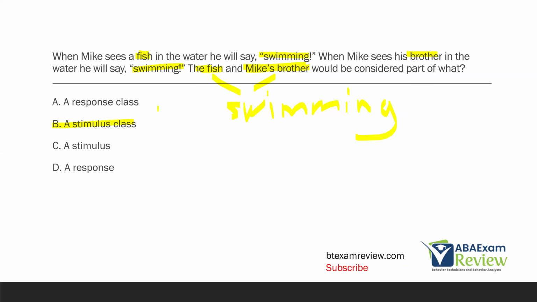A stimulus is a single stimulus. So the fish is a stimulus. Mike's brother is a stimulus, but they're not part of a single stimulus. Nor are they responses, obviously, because they are the stimuli. The response is swimming. The fish and Mike's brother are considered part of a stimulus class. Don't overthink response classes and stimulus classes. Response classes are a group of responses that have the same effect on the environment. Stimulus classes are typically a set of stimuli that typically have the same effect on behavior.